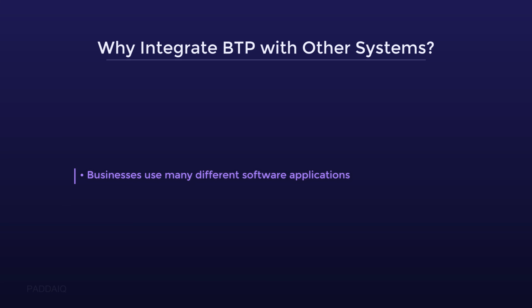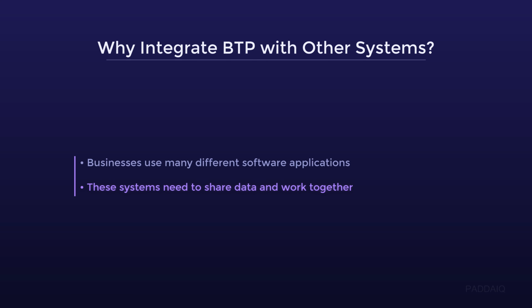This integration is essential for operational coherence. These systems need to share data and work together. This means different applications should exchange information seamlessly to function as one unit. For example, a BTP application could automatically update inventory in an ERP system when online sales occur. This integration ensures all parts of your business operate in sync and efficiently.